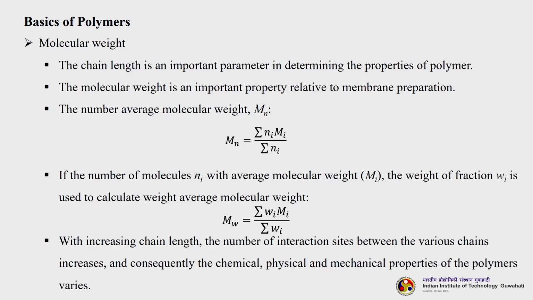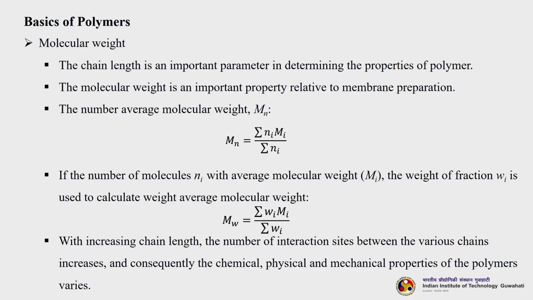So, the next parameter is molecular weight. The chain length is an important parameter in determining the properties of a polymer. The molecular weight is an important property relative to membrane preparation. The average molecular weight is given by Mn equals summation of Ni Mi divided by summation of Ni, where Ni is the number of molecules with molecular weight Mi. The weight fraction Wi is used to calculate the weight average molecular weight, which is summation of Wi Mi divided by summation of Wi.